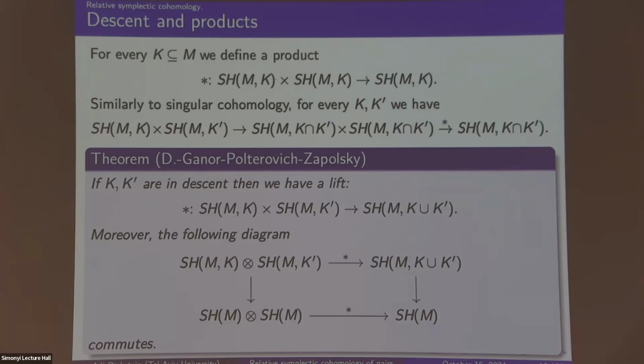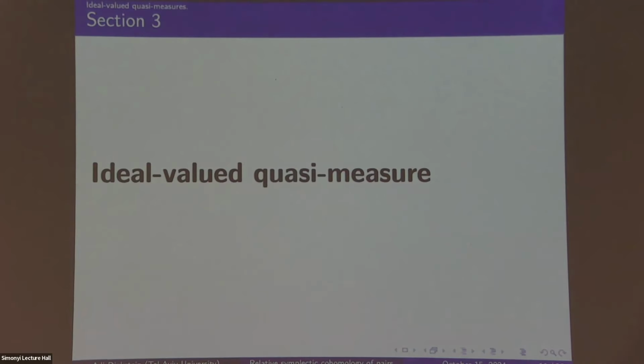So what we can do, we defined a new tool called ideal valued quasi-measure, which is a symplectic analog of ideal valued measure due to Gromov. And I'll say a few words about it later. But for symplectic applications, we need this object, ideal valued quasi-measure, or IVQM.